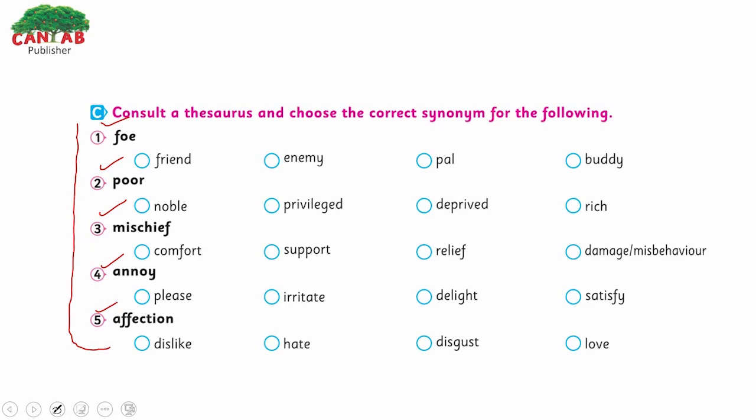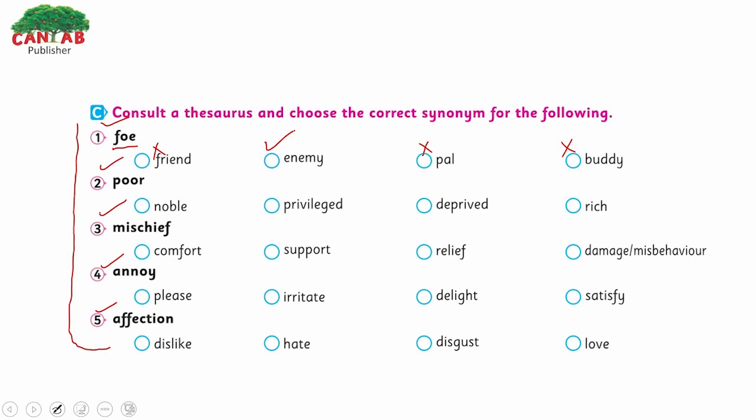Like, what is foe? Foe means a villain or a person who is against you. Yes. So what will be the same meaning of this word? A friend? No. A pal? No. A pal means a friend. A buddy? No. All these three words have the same meaning. But here, the enemy, yes. Enemy will be the villain, a person who is against you. So, foe and enemy are the synonyms of each other.